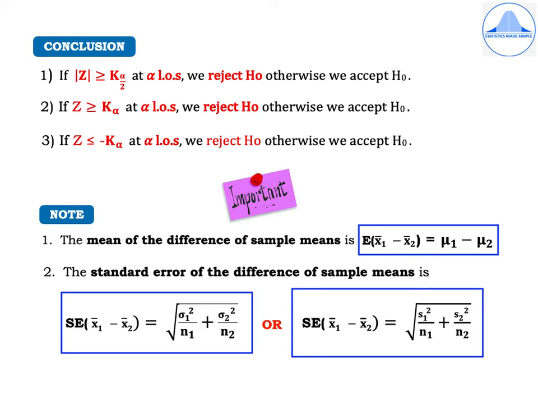Second is the standard error of the difference of the sample means. So SE of x bar 1 minus x bar 2 is equal to... So remember that standard error is always the value which occurs in the denominator of the test statistic. So it is equal to root of sigma 1 squared by n1 plus sigma 2 squared by n2, or it can be SE of x bar 1 minus x bar 2 is equal to root of s1 squared by n1 plus s2 squared divided by n2.